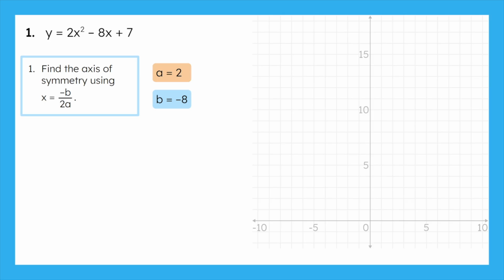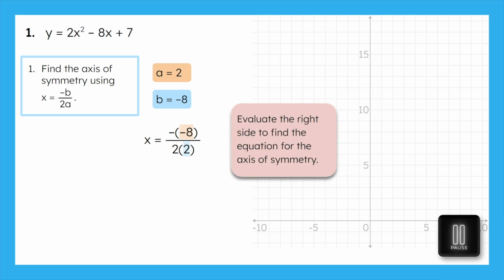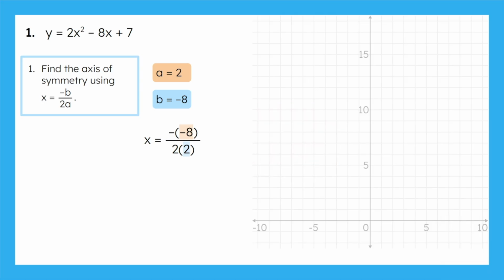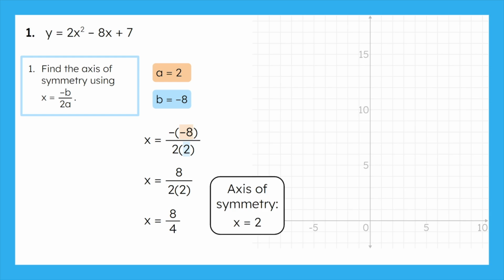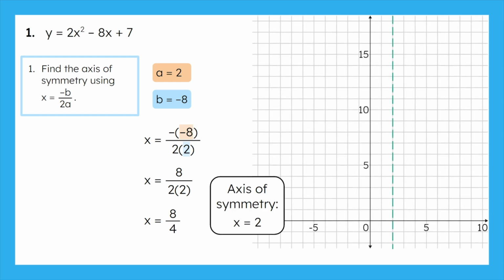So then, using the formula gives us x equals negative 8 divided by 2 times 2. Pause here while you evaluate the right side to get the equation for the axis of symmetry. We'll evaluate that numerator first. Negative 8 is just positive 8, and then the denominator, 2 times 2, is 4. Finally, we'll divide 8 by 4 to give us x equals 2, so that's the axis of symmetry. Let's go ahead and sketch that in.